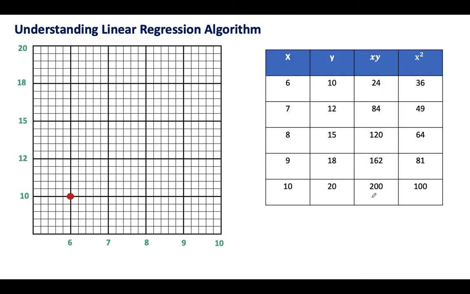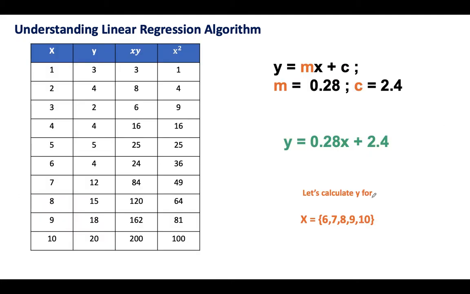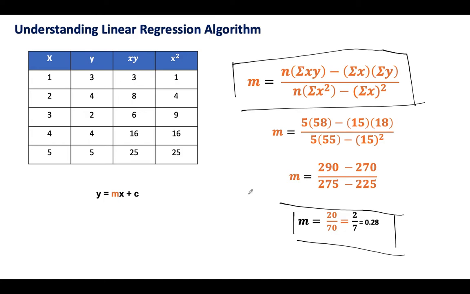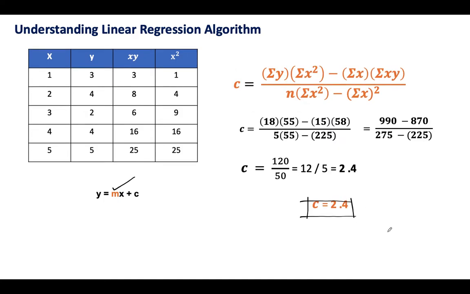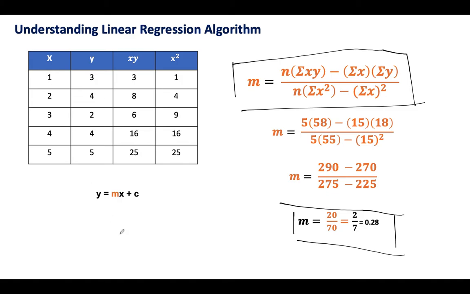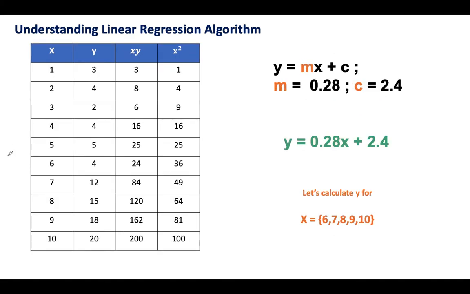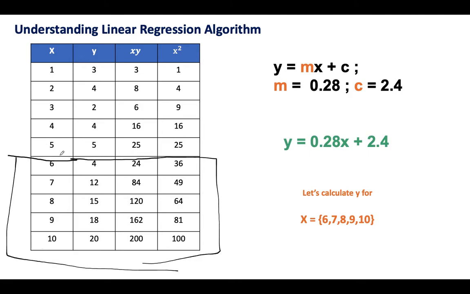Okay. So here we have points x and y. Now let's say you have got m and c, where m is 0.28 and c is 2.4, right? From here, if I give you points from 6 to 10 after 5, can you find the values for this? Can we find the values if we have 6, 7, 8, 9, 10, these being the values of x? Can we find the values of y with these points, right? Can we find the values?